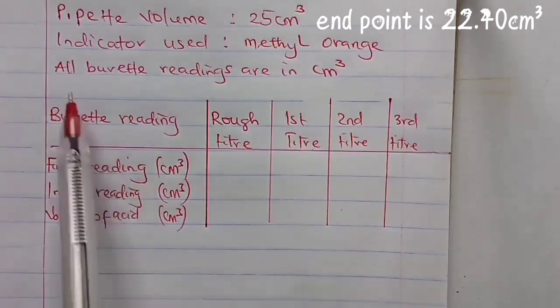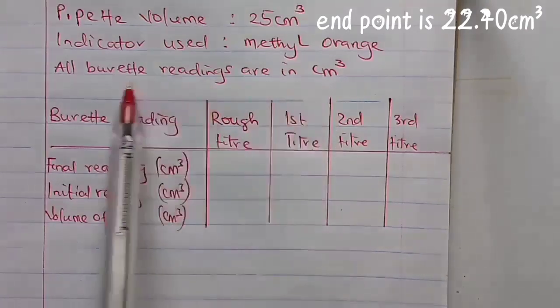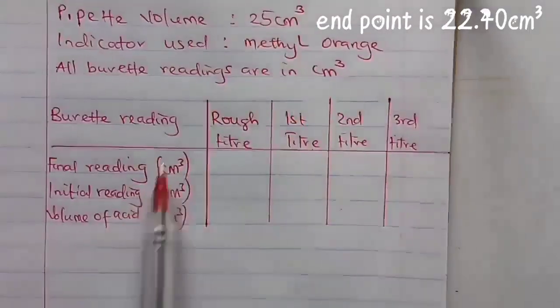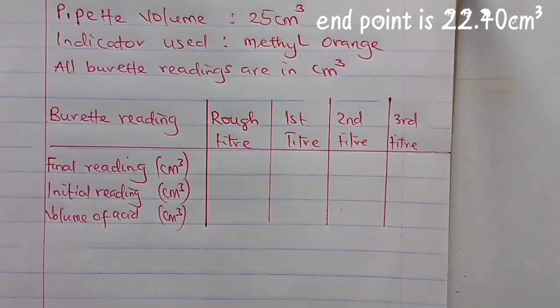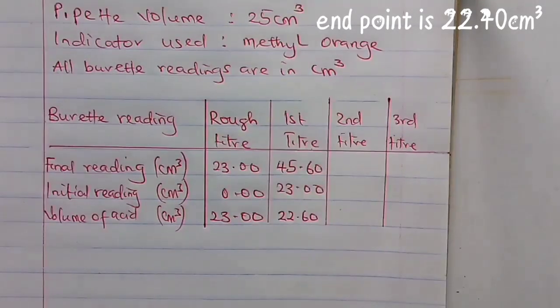Although I have stated that all burette readings are in centimeter cube, sometimes the examiners might not see this and they will see this. Therefore, you have no way to be penalized. You have written it here and you have written it here. You can't be penalized.